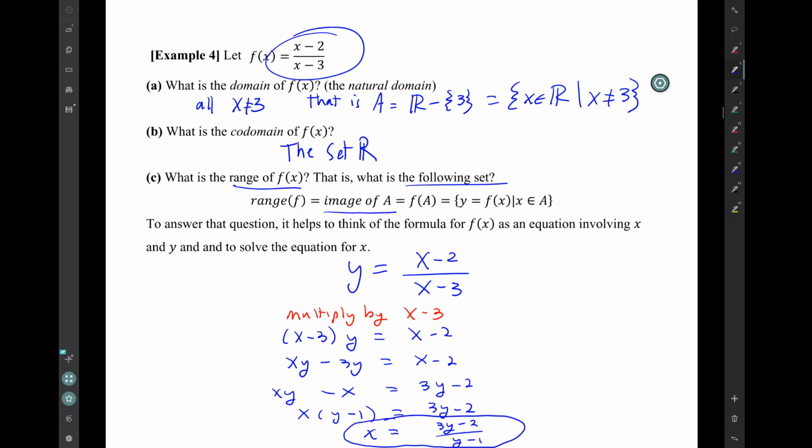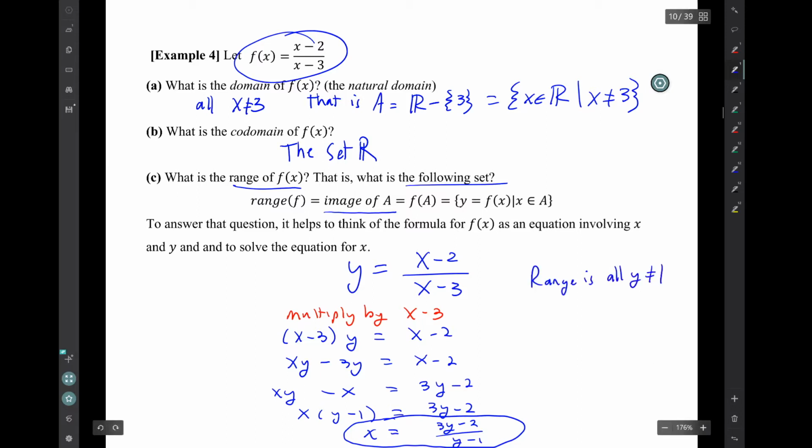Now you see that that equation can never be true when y is the number 1. If you look back at our original function, you realize that no matter what x value we use, the numerator of this fraction is never going to equal the denominator, because the numerator is x minus 2 and the denominator is x minus 3. Since the numerator and the denominator will never be equal, that fraction will never be 1. So it makes sense that the y values from this formula will never include y equals 1. So the range is all y not equal to 1.